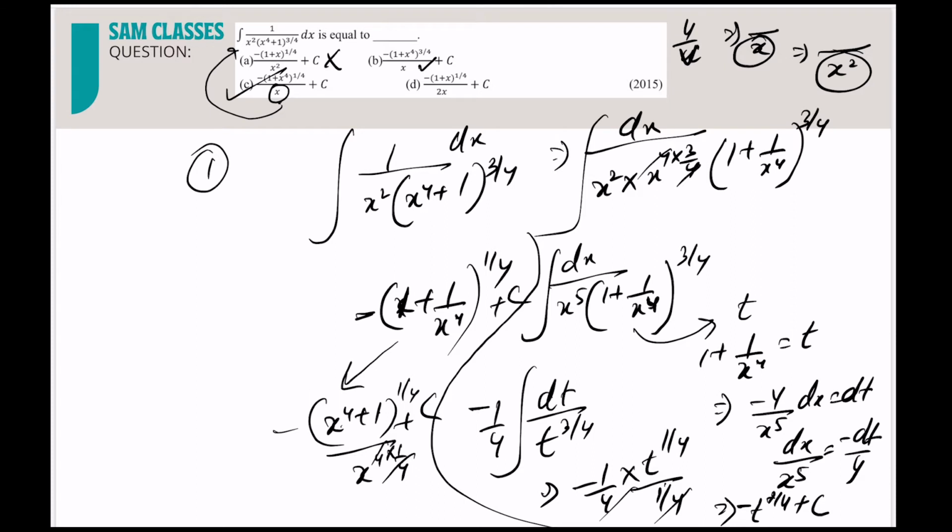This is not possible. Since it is 2x also, this is also not possible. Now if you see here, both have minus, and 1 plus x power 4, and here it is 3 by 4, and here it is 1 by 4. Let's say I'm just figuring it out with the options. Okay, so here 1 plus x power 4 whole power 3 by 4 is there.